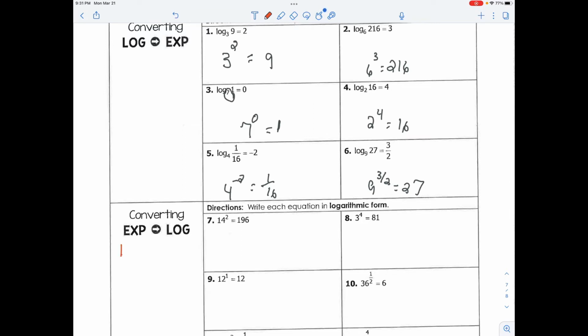So remember, log form is log b, and then we're going to exchange the x and the y. So this is exponential form. What is our base? Our base is 14. And so the 2 and the 196 are going to exchange places. So we're going to have log base 14 of 196 is equal to 2.